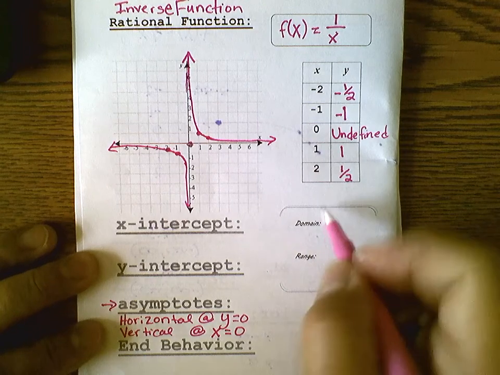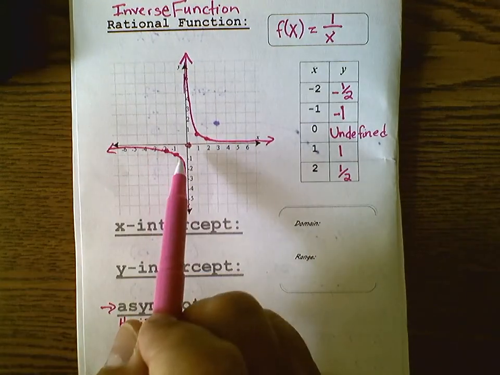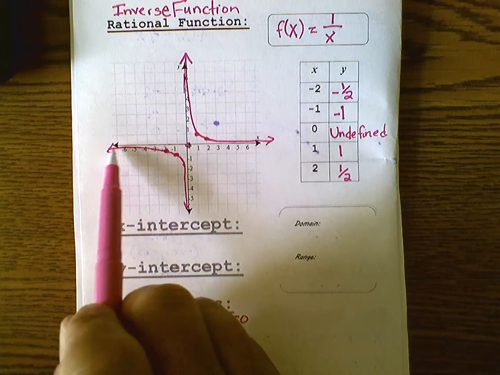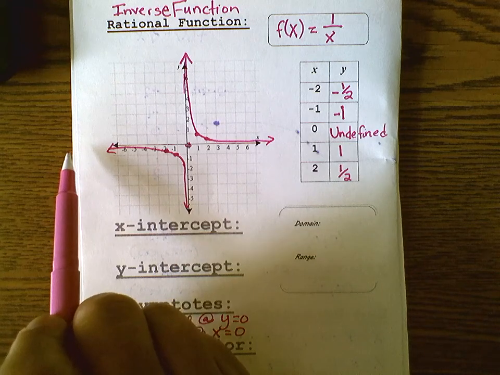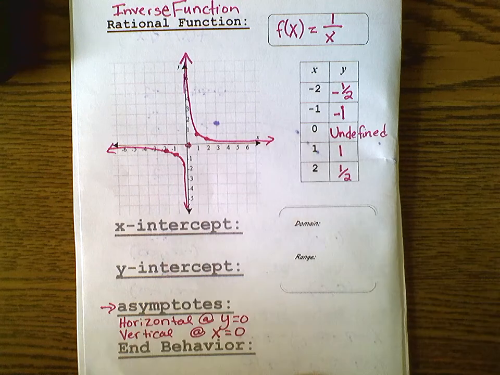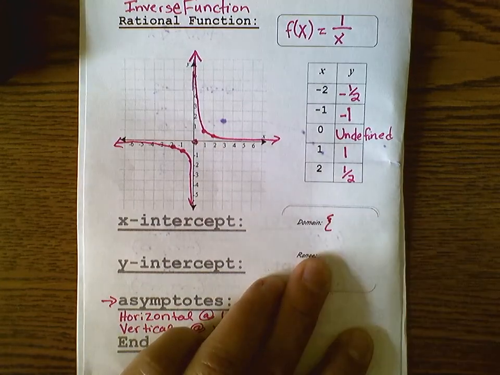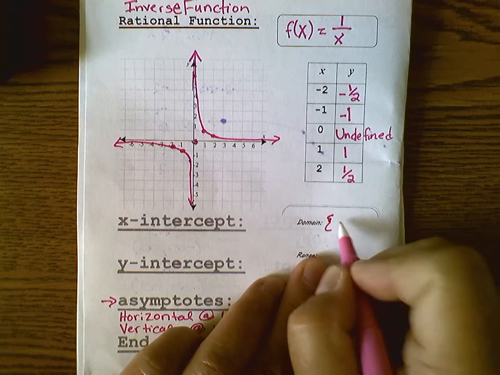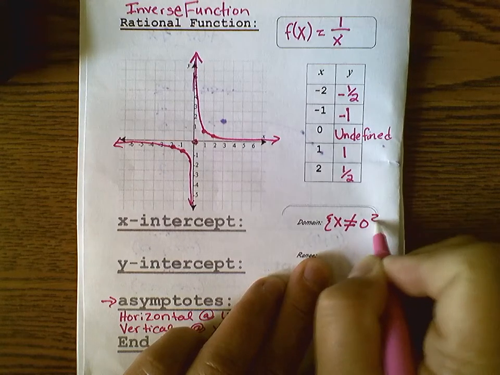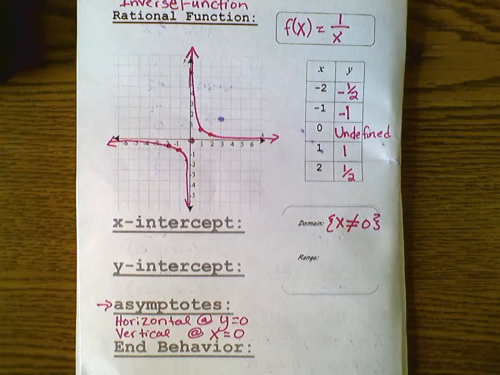For the domain, well, what are our x values? Our x values go to the left forever and to the right forever except for 0. So the domain in set notation is going to be x is not equal to 0. So that says all x values except 0.